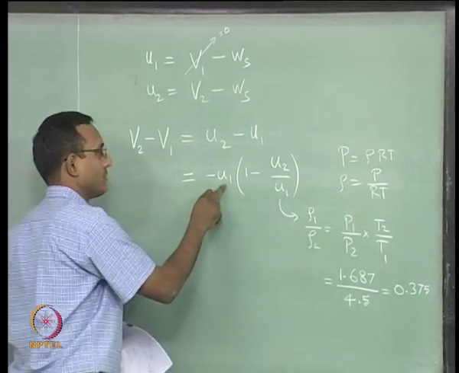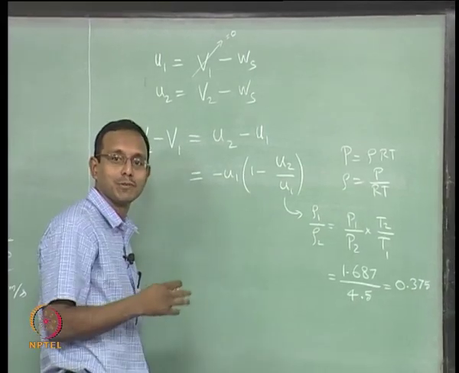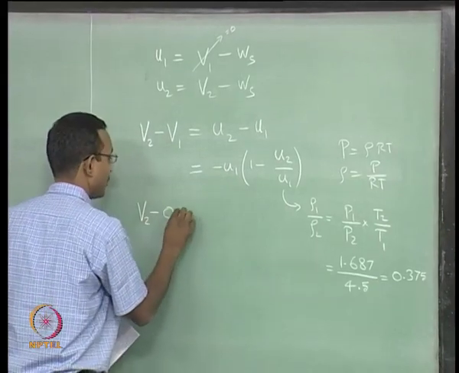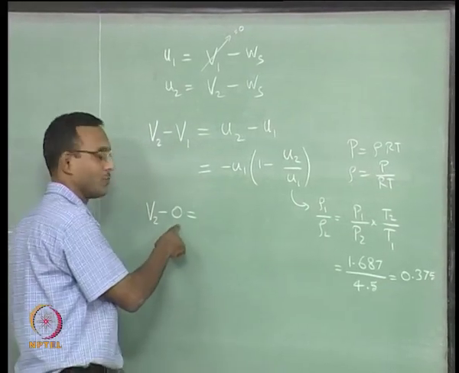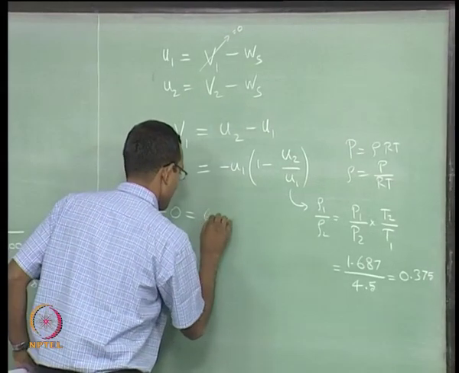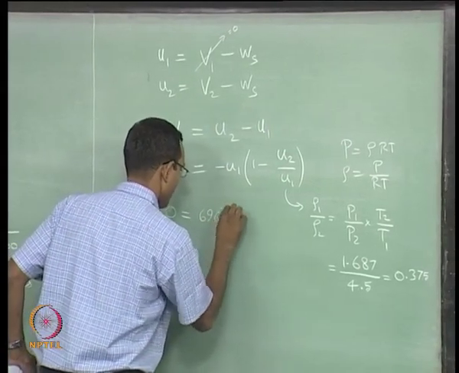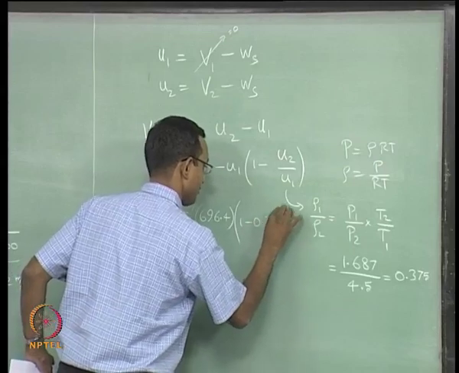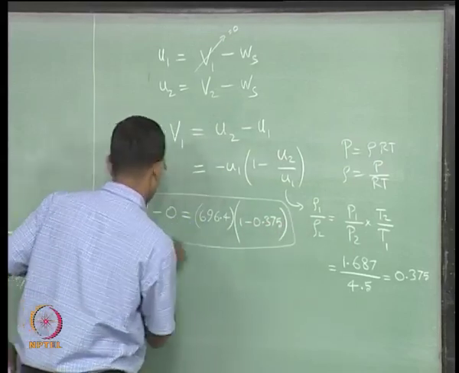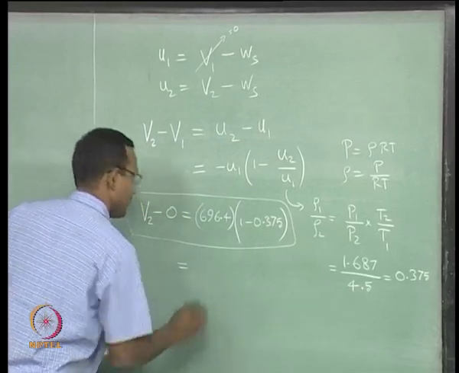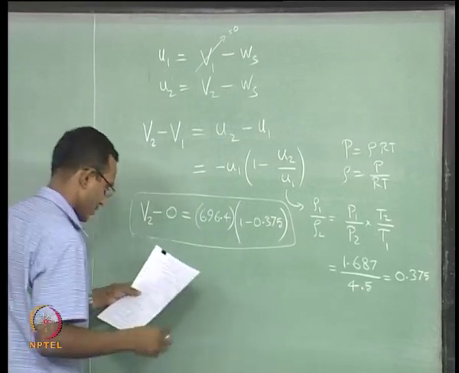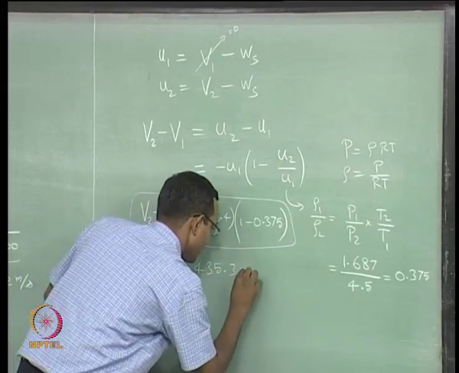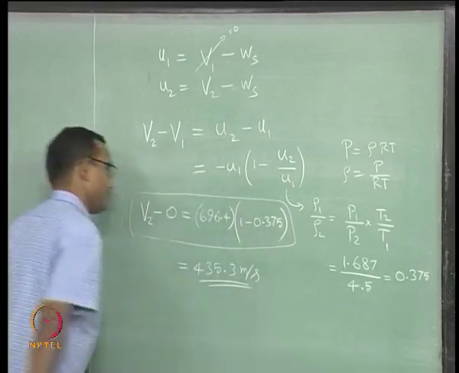Now I know minus u1, we just calculated u1 to be 696.4. Okay. So v2 minus 0 equal to, I put 0, v1 is 0 for us, 696.4 into 1 minus 0.375. This becomes your expression. Now we can just directly solve. v2 comes out to be 435.3 meter per second. Okay.